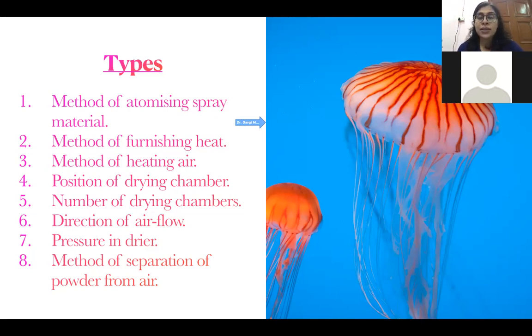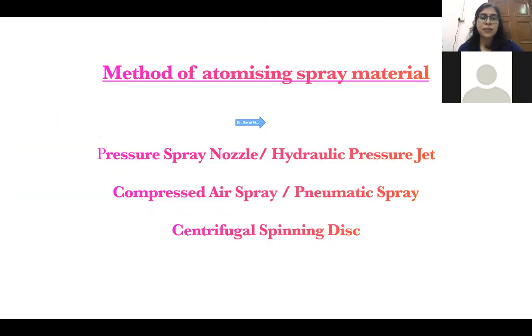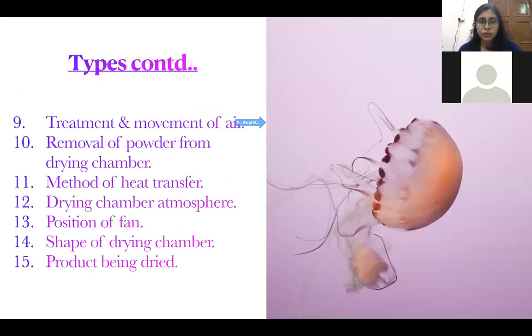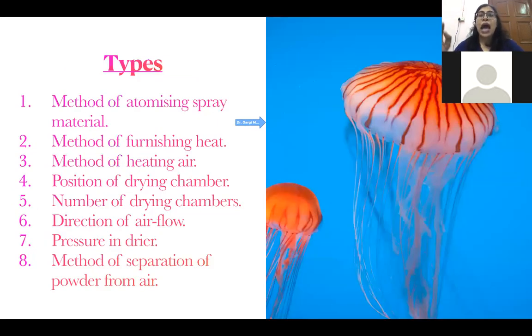Okay. One is nozzle. What kind of nozzle was there? Pressure nozzle. Second was pneumatic. Third was, what was the third one? Think about it. Can you remember these? Spray nozzle, compressed air, centrifugal spinning disc. You remember these? I taught you. Yes, ma'am. Centrifugal. So, as we vary the different components of the machine, different types of machines can be derived.